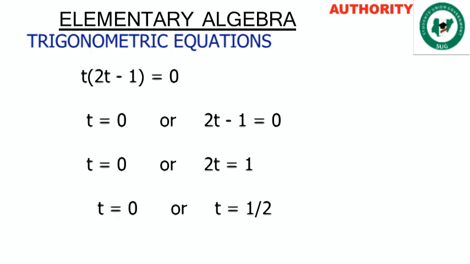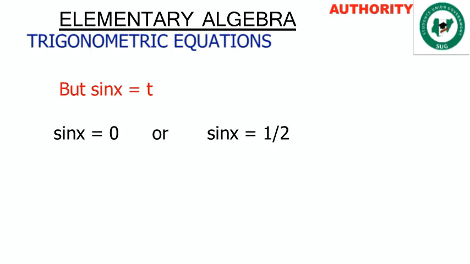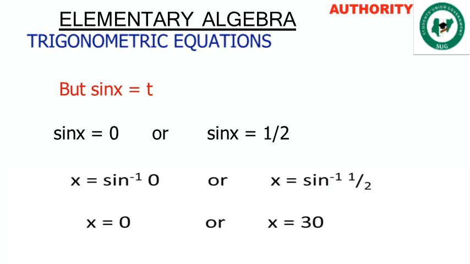But you remember that sin x is equal to t. That means the values we have gotten for t are actually for sin x. Now let's take it back to the original. We have sin x is equal to 0, or sin x is equal to 1 over 2. In this place, we are looking for x, not sin x, so we take the sine inverse of it. We say x is equal to sine inverse of 0, or x is equal to sine inverse of 1 over 2.